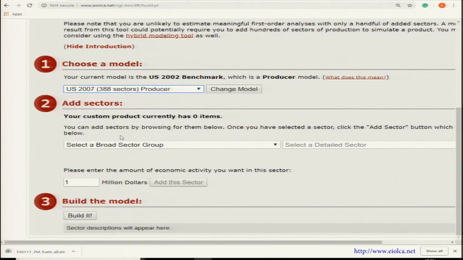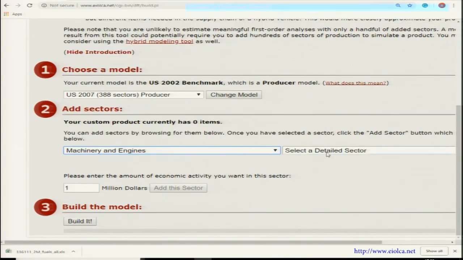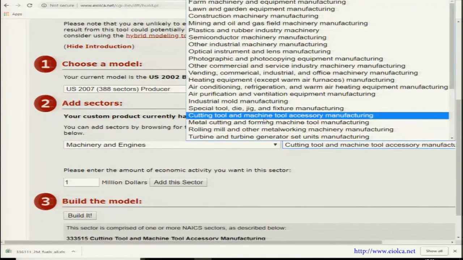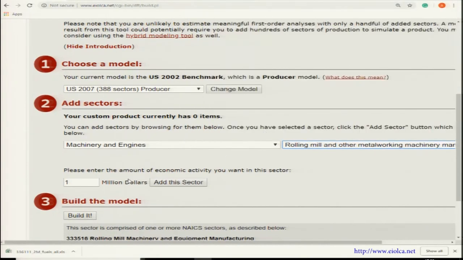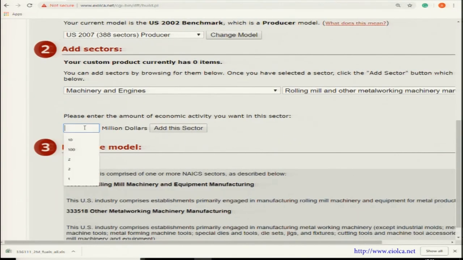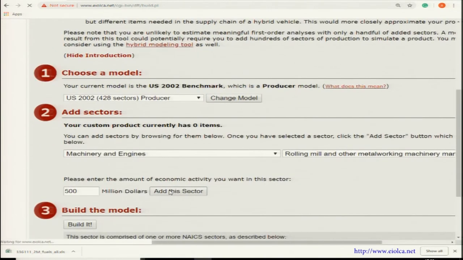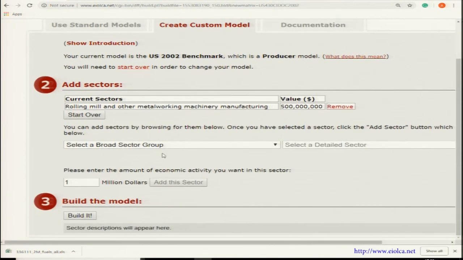We choose a model here, then let me say I pick again machinery and engines. Detailed sector is cutting tool and machine tools, or let me pick some other one this time, rolling mill and other metalworking. Okay. So here I will select $500 million worth of the purchase of the machinery and engines. So we need to build the model and we need to keep adding these sectors here. We need to add this sector. The sector is added. Again we can add another sector.